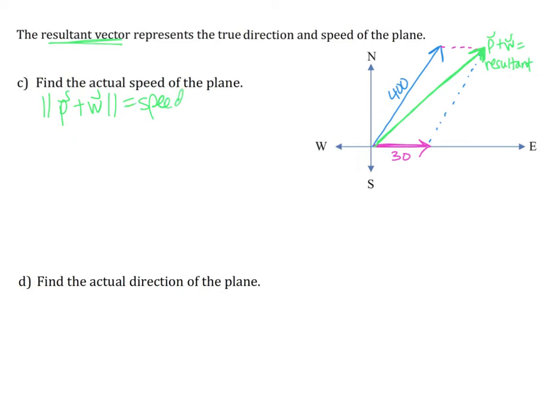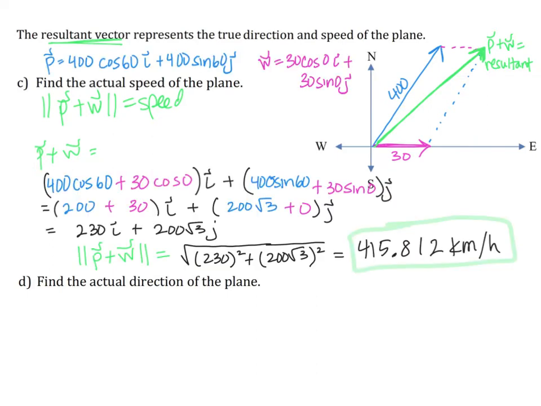Okay, well then we're going to have to add P plus W. You can go ahead and look at your previous example and add. What is P plus W? So go ahead and do that. I'm going to pause and look back at my notes, and then you can do the same and we can compare answers. All right, did you get 415.812 kilometers per hour? Hopefully you did. If not, let's check out why.